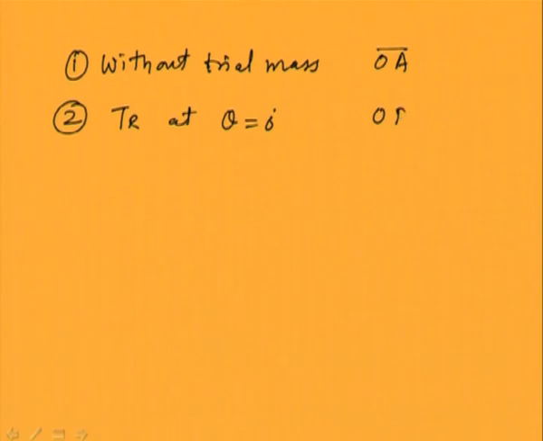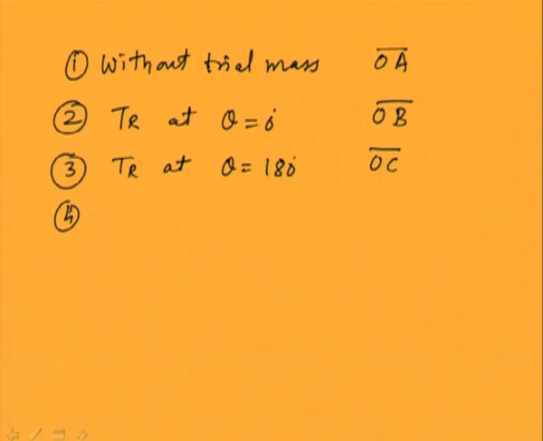Without trial mass, let us say it is OA. Second is trial mass at theta equal to 0. Let us say this is OB. Third is trial mass at theta equal to 180 degrees. Let us say it is OC. And fourth is trial mass at theta equal to 90 degrees. This is OE. Now let us analyze these measurements.